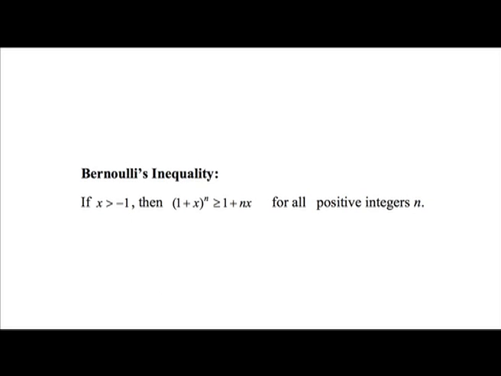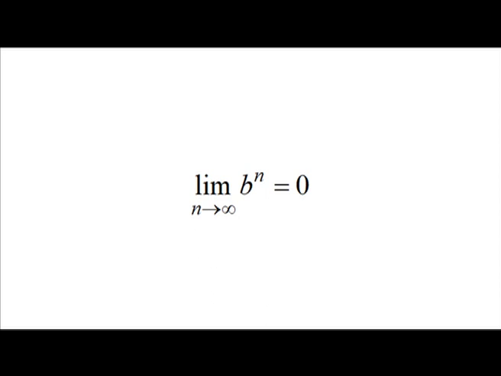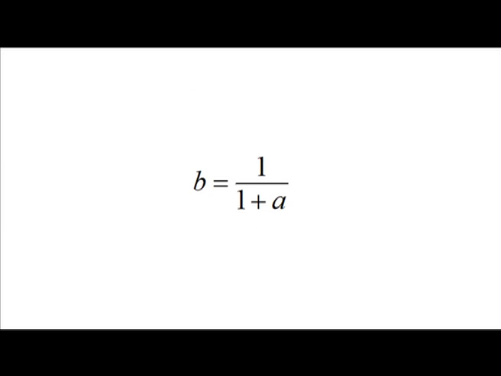In the following example, we use Bernoulli's inequality. If x greater than negative 1, then 1 plus x whole power n greater than or equal to 1 plus nx for all positive integers n. If 0 less than b less than 1, then we show that limit of b power n as n approaches infinity is 0. Since 0 less than b less than 1, we can write b equal to 1 upon 1 plus a, where a equal to 1 upon b minus 1, so that a greater than 0.